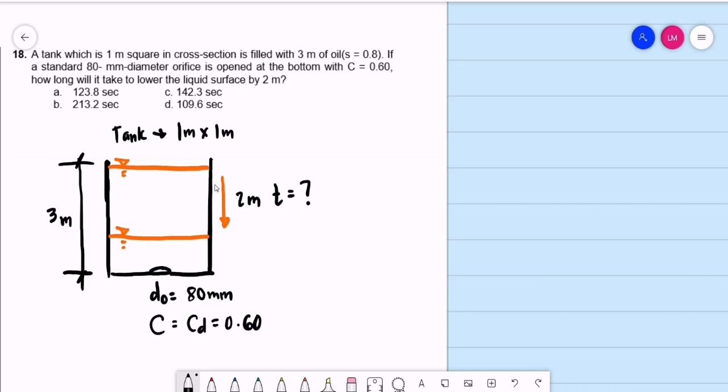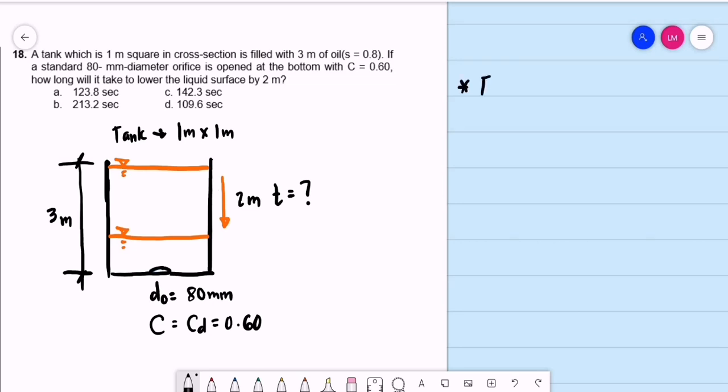Okay, so let's have this example for orifice. A tank which is 1 meter square in cross-section is filled with 3 meters of oil with a specific gravity of 0.8. If a standard 80 mm diameter orifice is open at the bottom with C, that is the same as the C sub D, the coefficient of discharge, equal to 0.6, how long will it take to lower the liquid surface by 2 meters? So this is the case for orifice.